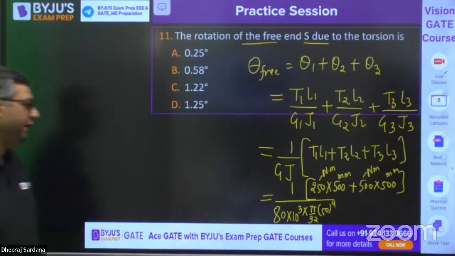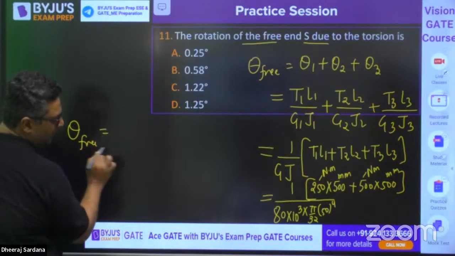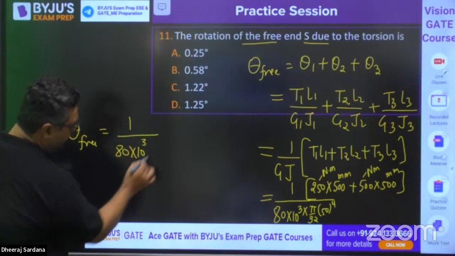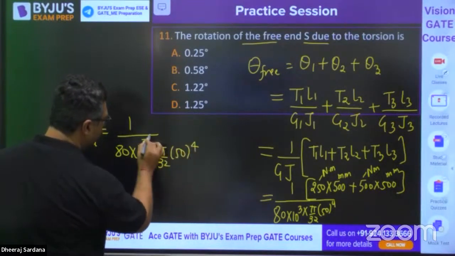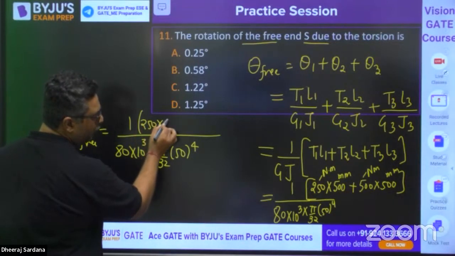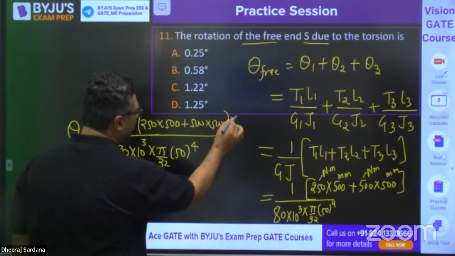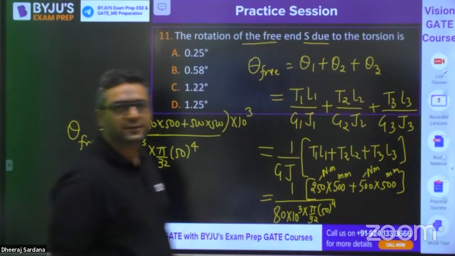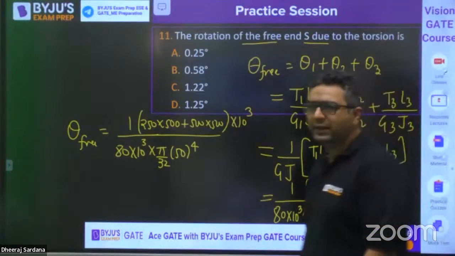Tell me, everybody. So you would be having the theta at free end. In the final calculation, when you are writing 18 into 10 to the power 3, it becomes MPa, into pi by 32, 50 to the power 4. It is in mm, so we can put it all in mm: 250 into 500 plus 500 into 500. You can multiply with 10 to the power 3 to convert everything in mm. So everybody is getting 1.22 degrees.